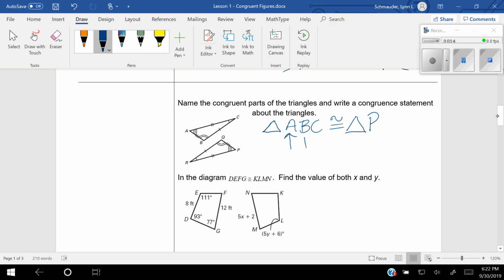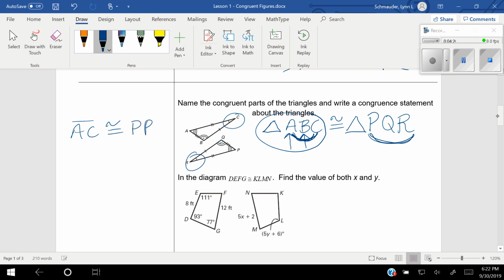All right, which angle is congruent to angle B? Angle B has the 2 marks, so that would be Q. And angle C up here has the 1 mark, so that's got to be congruent to angle R. So there we go. Triangle ABC is congruent to triangle PQR. So we've already named the angles that are congruent. So let's name the sides that are congruent. AC. And see, this is going to make this easier because I've already named this. I can see that side AC is going to have to be congruent to side PR, right? So AC is congruent to PR.